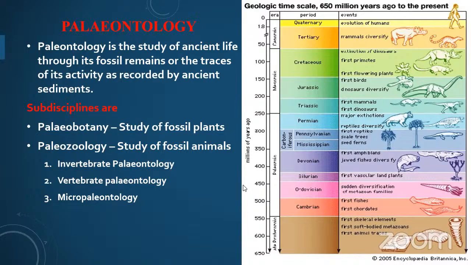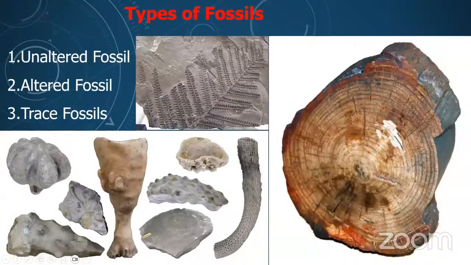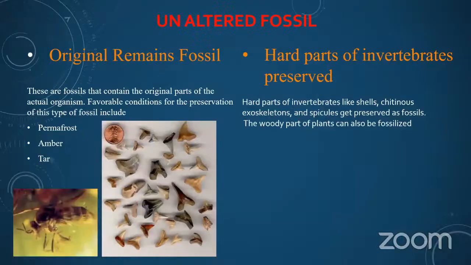Here you can observe these are the unaltered fossils. These are the plant fossils and these are the animal fossils, altered fossils, and trace fossils. Here, the original remains of fossils, like the hard parts of invertebrates, are preserved. They are the unaltered fossils.